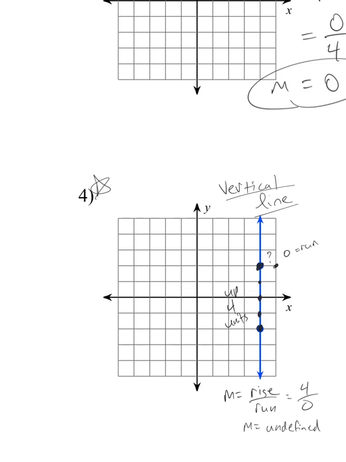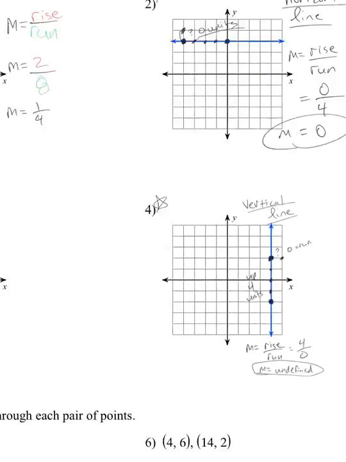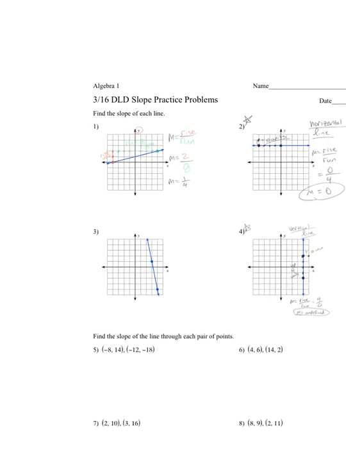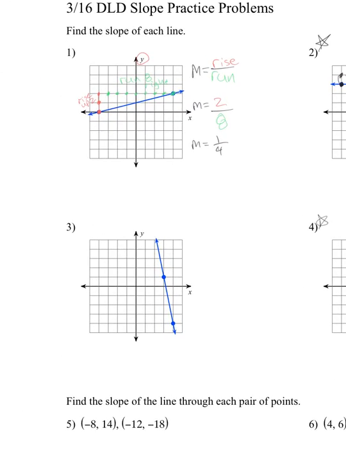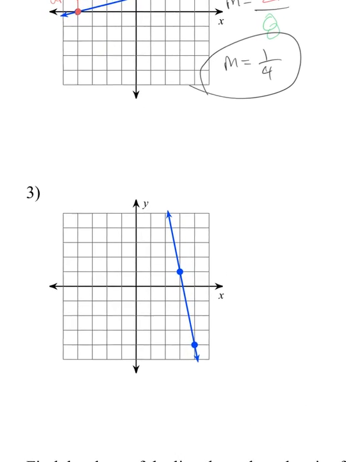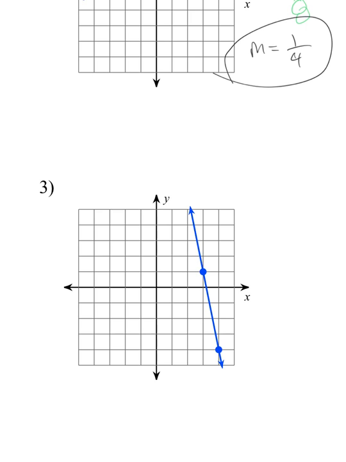So anytime we have a vertical line, the slope would be considered undefined. Okay. I had one more example here for you that I wanted to show you. We've done a positive slope. Number 1 had that positive 1/4 slope. Number 3 here has a negative slope.